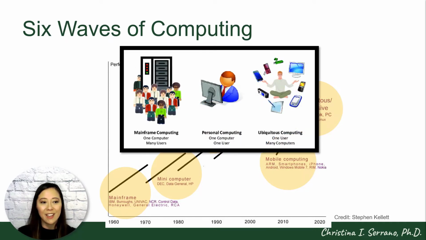Some tech folks like to look at these waves in a more simplistic manner. So this is just showing 3 waves. Still starting with mainframe computing, but marking that more in terms of one computer serving lots of different people. And then moving on to personal computing, which is more about one computer to one user. And the current stage we're in now, ubiquitous computing, is marked by a single user having many different computing devices. So it covers similar concepts just from a slightly different perspective.